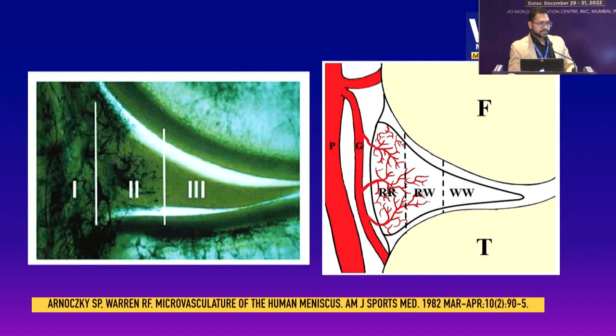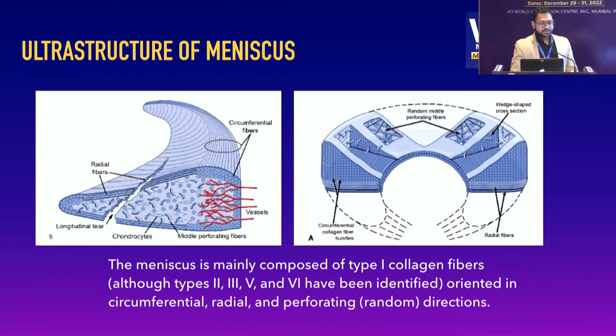Then we go ahead with the ultrastructure of the meniscus. In order to discuss the patterns of the meniscus tear, it is very important to know how the meniscus is formed. So you can see at the periphery, the circumferential fibers are there, and in between the free edge and the periphery are the radial fibers along with few perforating middle fibers.